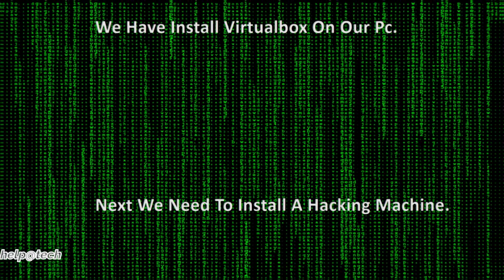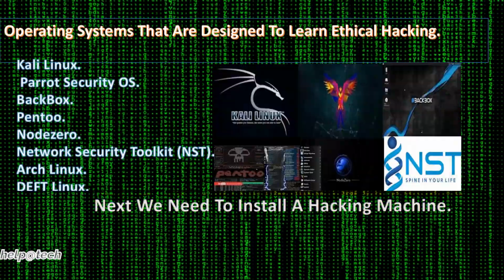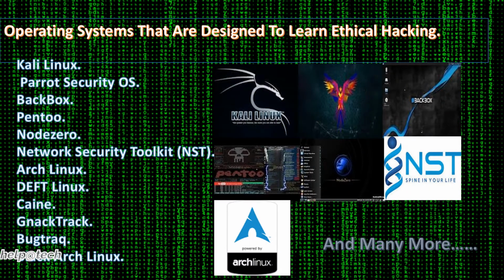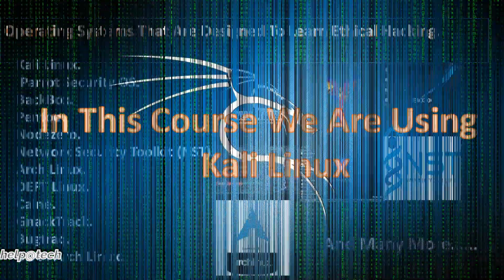Most commonly we use software and operating systems for hacking. There are a number of operating systems that are designed for ethical hacking, such as Kali Linux, Parrot Security OS, BackBox, Pentoo, Node Zero, Network Security Toolkit NST, Arch Linux, Deft Linux, Kane, Knoppix, BugTraq, BlackArch Linux. These operating systems help us to learn ethical hacking. In these, we are using the most useful and commonly used operating system.